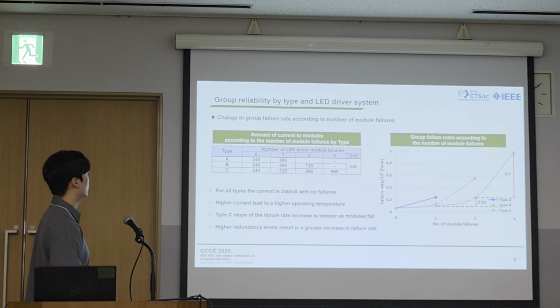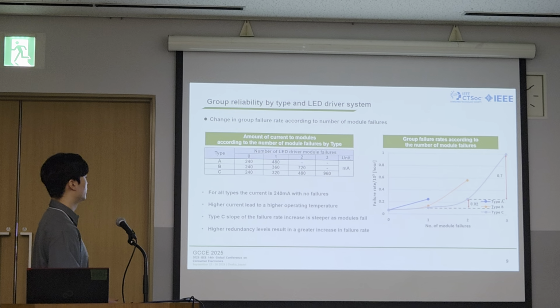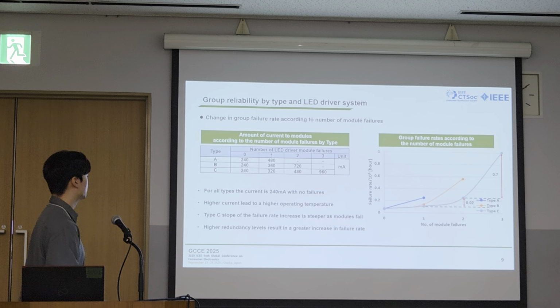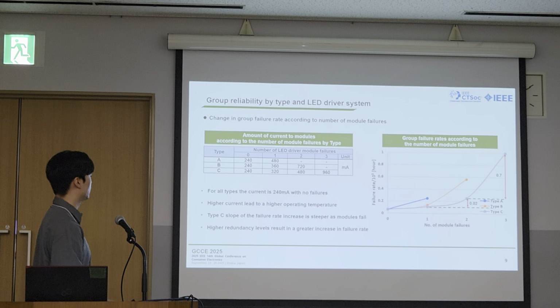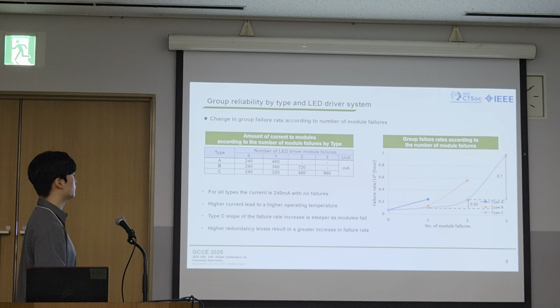It's because the higher current will lead to a higher operation temperature. So a higher redundancy level results in a greater increase in failure rate like this.